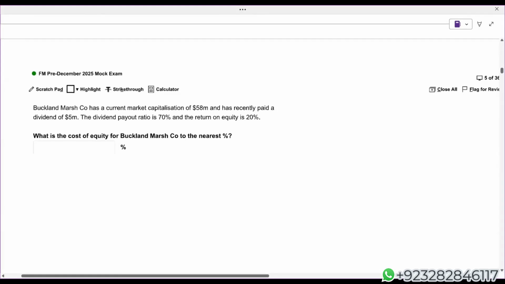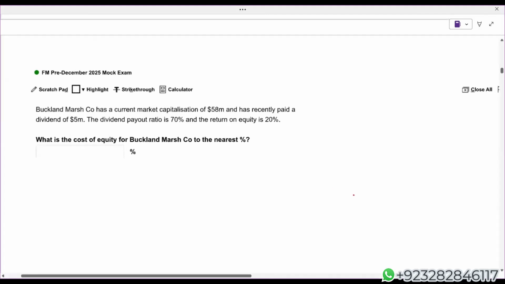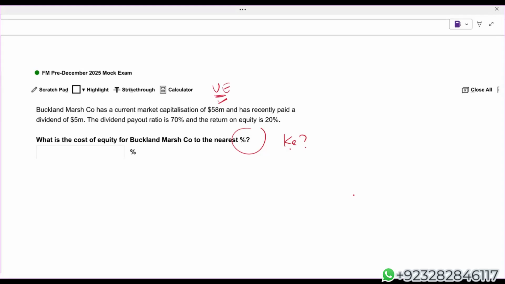Let's go to another question. What is the cost of equity for Buckland Marsh Company to the nearest percentage? They're asking you to calculate K. Buckland Marsh Company has a current market capitalization of 58 million, which means V, the total market value of equity. It has recently paid a total dividend of 5 million. The dividend payout ratio is 70%.